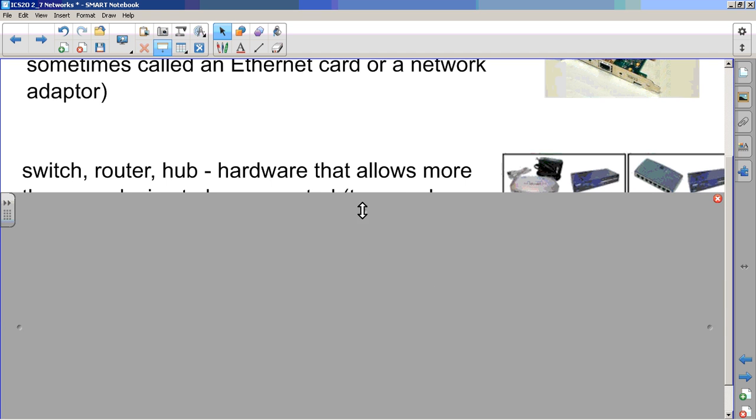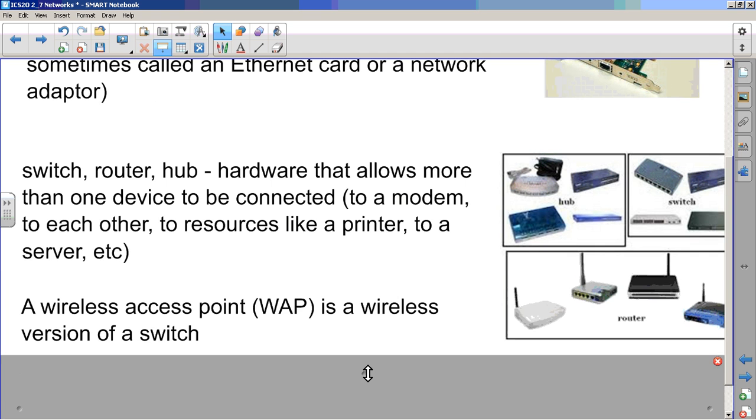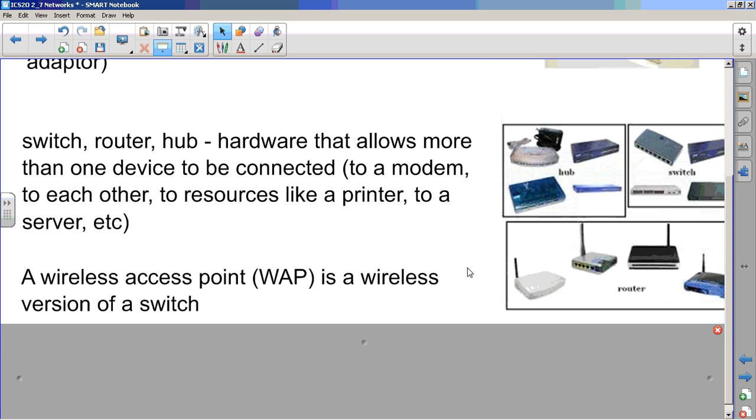Another set of terms that you'll see are switch, routers and hubs. Switches, routers and hubs are hardware that allows more than one device to be connected. And so the idea is out the back of your computer goes that blue cable, and then it goes somewhere into either a switch, a hub, or a router.